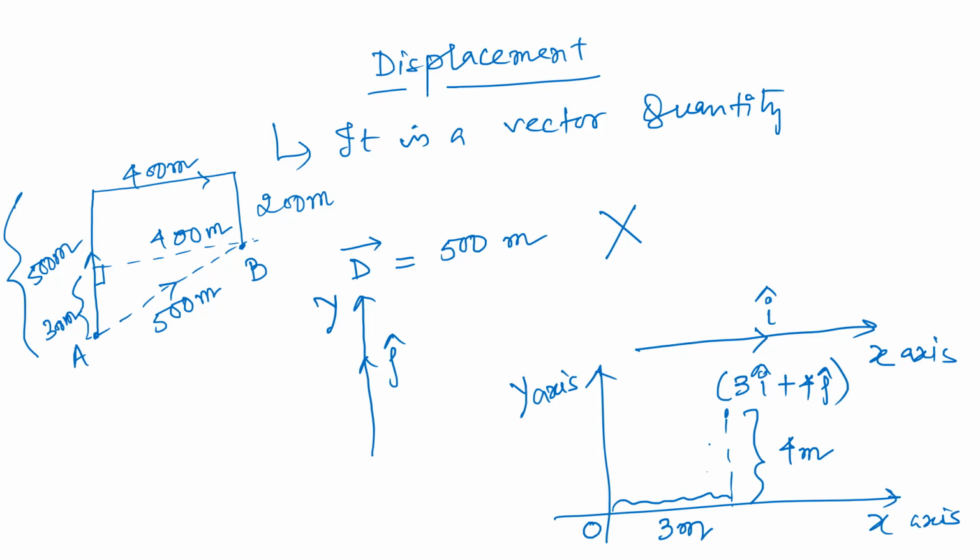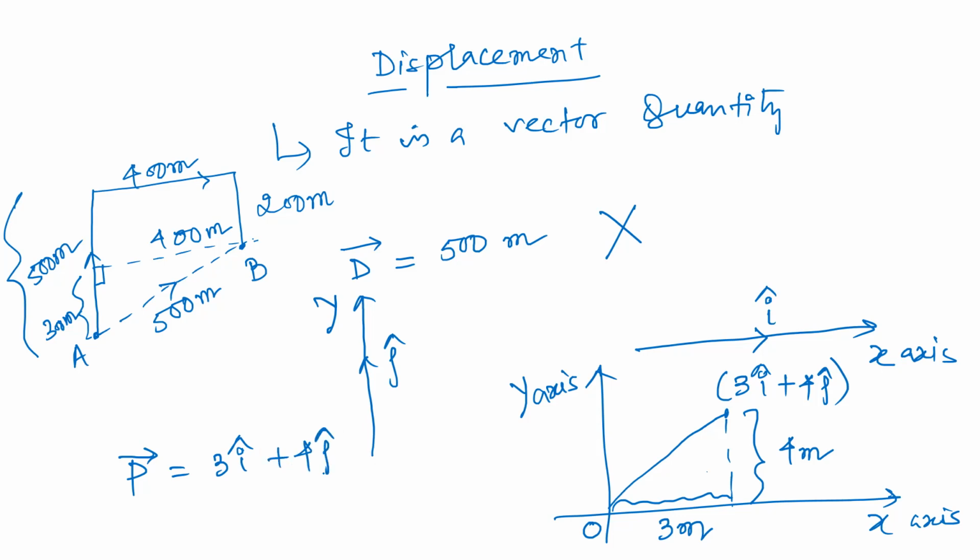Now I need the displacement, that is the minimum distance between the starting point and the final point. That means the distance from the origin. How to find out that distance? It should have some value, 1, 2, 3, 4, 5, like that we need the value. Till that time we know the position vector of a particular object. It is represented as p vector, equals to 3 i cap plus 4 j cap, right?